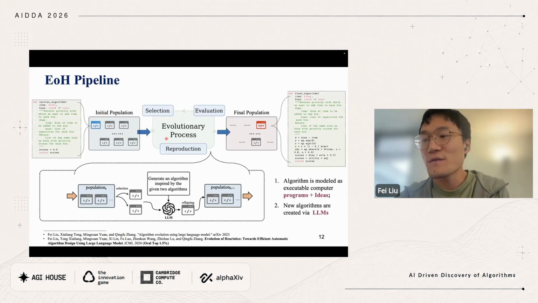Now I will mention Evolution of Heuristics. I think all of you are using some similar pipelines, right? We proposed it in 2023. I will not go into details because all of you know the basic pipeline. We iteratively generate algorithms with evaluation, and we evolve toward better algorithms.